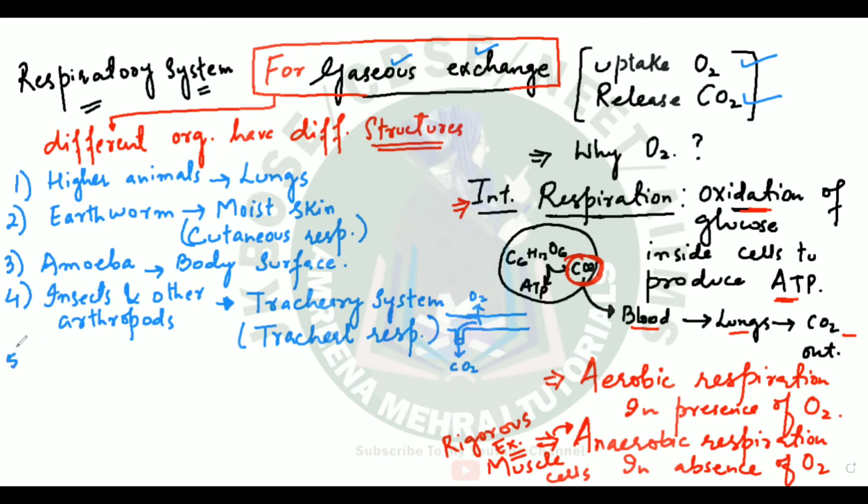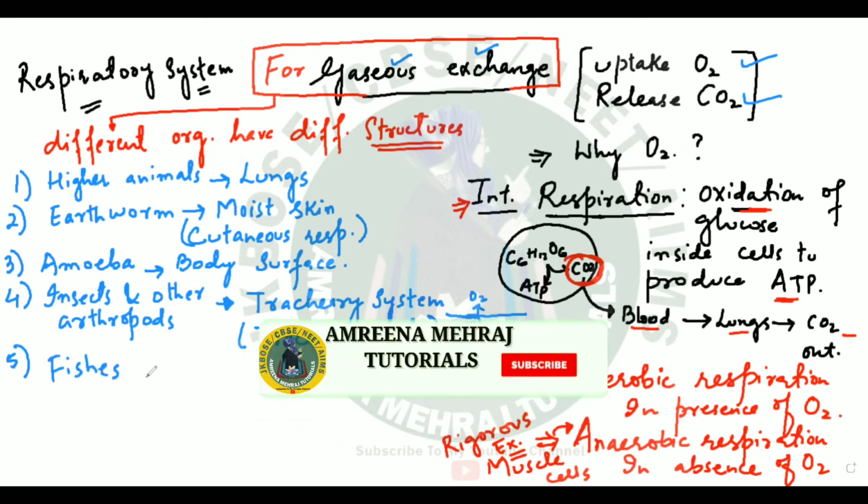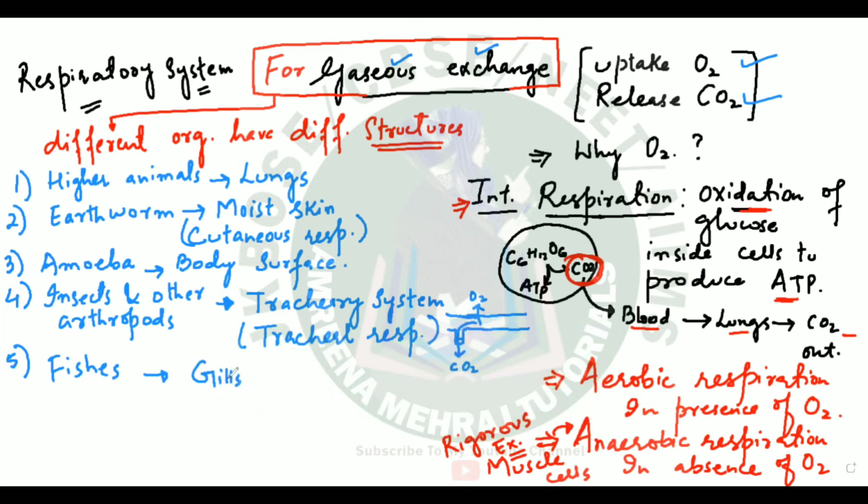Okay. So the fifth example is that of the fishes. Now, who doesn't know about fishes? Fishes have this structure which is called gills. They have been provided with gills, and gills help them in respiration. This respiration which is done by gills, you will see the same happening in prawns and in unio. They all have gills for respiration. This respiration is called branchial respiration, respiration done with the help of gills.